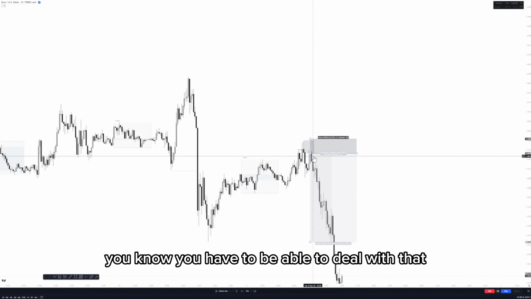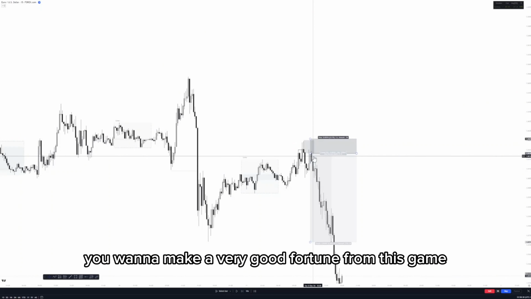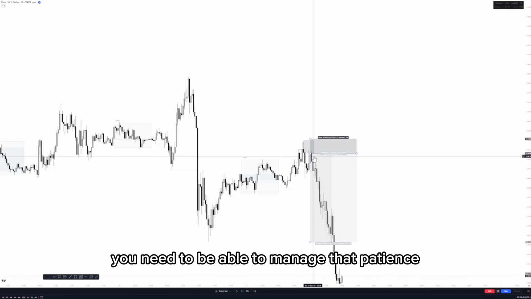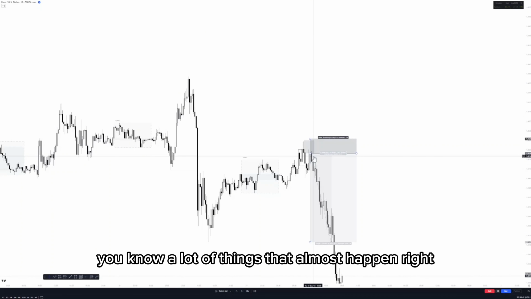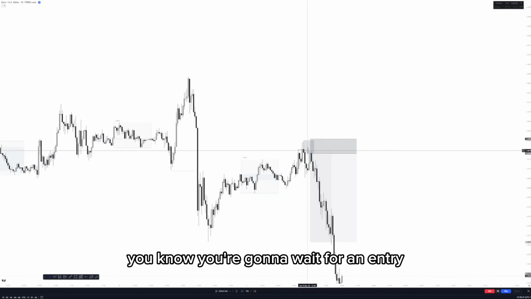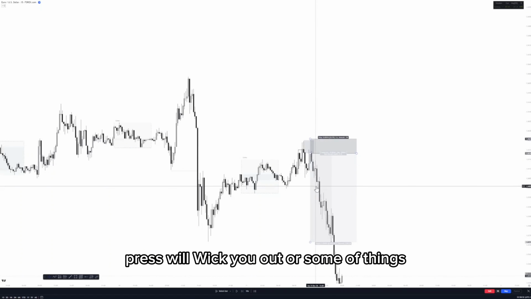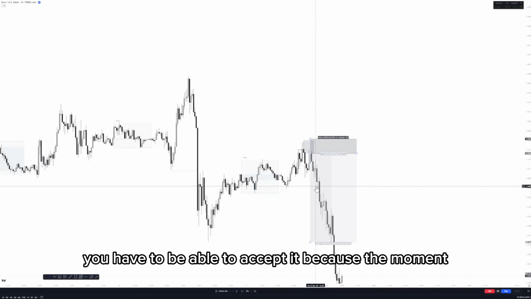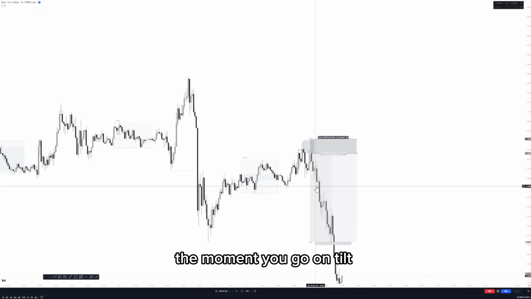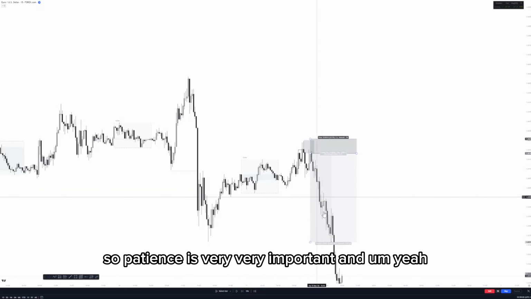You have to be able to deal with that, because if you want to stay long in this game, if you want to make a very good fortune from this game, you need to be able to manage that patience. A lot of things are going to happen, right? You're going to be waiting for an entry, price is going to miss it. Sometimes you take an entry, price will wick you out. All those kinds of things, you have to be able to accept, because the moment you allow those things to affect you, you go on tilt and you can destroy your account. So patience is very important.